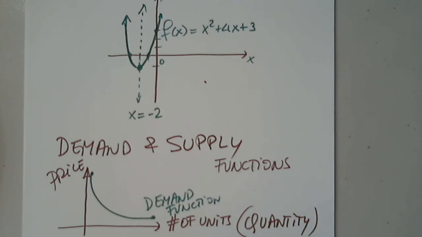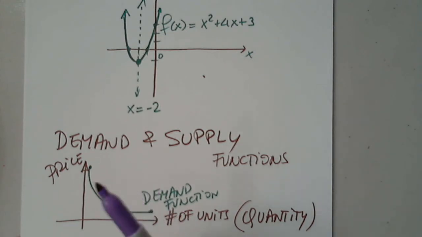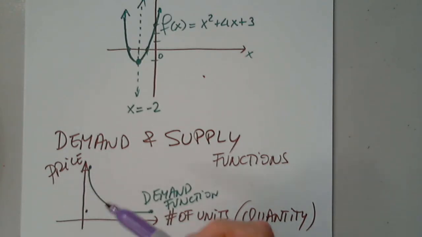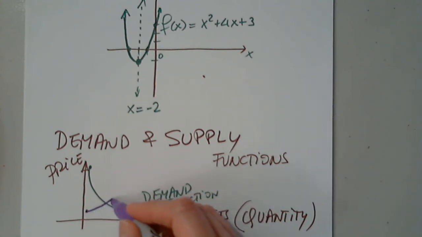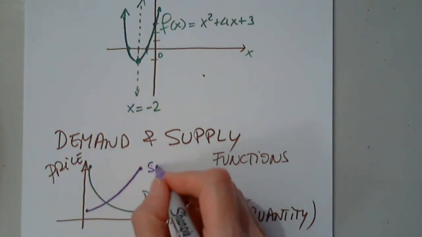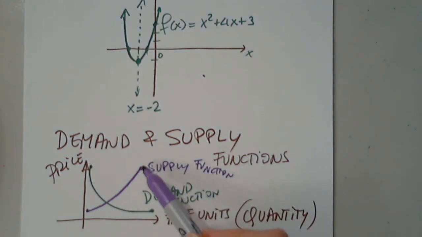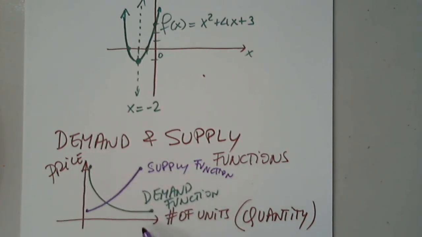Now, what about the producer? From the producer's point of view, at a low price, they want to sell very few units. So when the price is high, they really want to sell many units. So this is the supply function. High price, they want to manufacture and sell a lot. Low price, they don't want to sell too many.